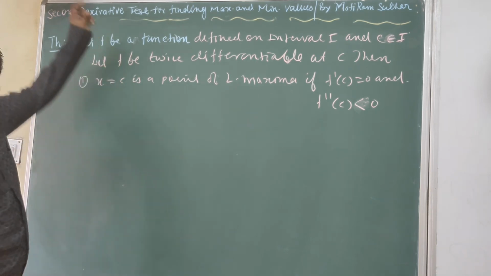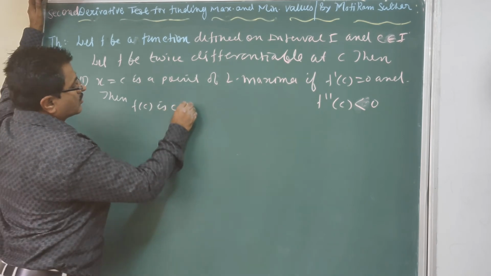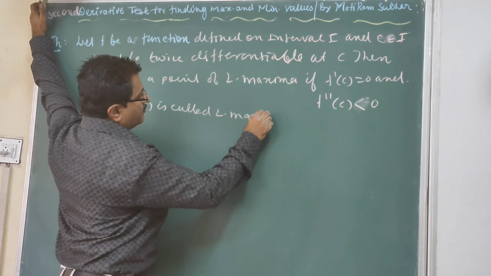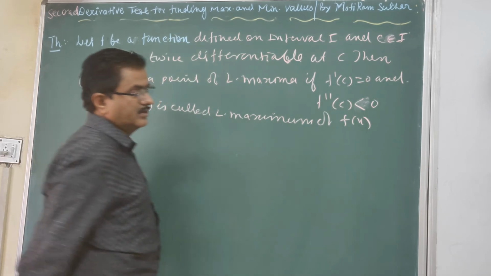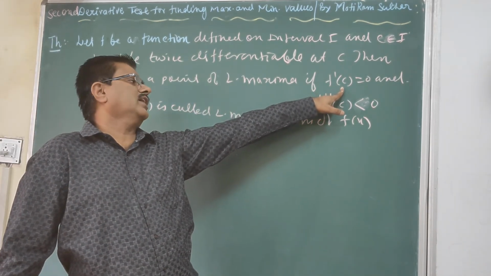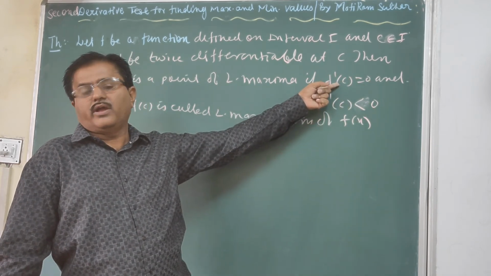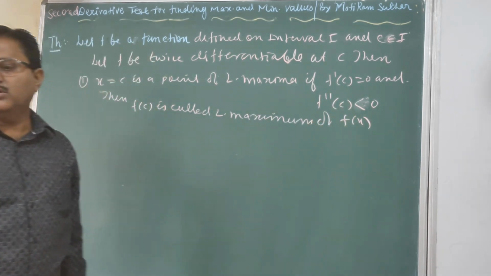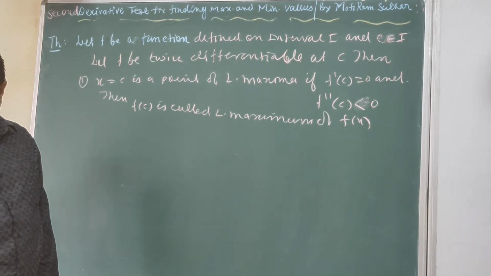Then the value f(c) is called the local maximum value of the given function. Clear? So what is the condition? As in the case of the first test, we put the derivative equal to 0 and get a critical point, and then find the derivative of the derivative, and at that critical point if the second derivative sign is negative, then this is a point of local maxima, and f(c) is the local maximum value.